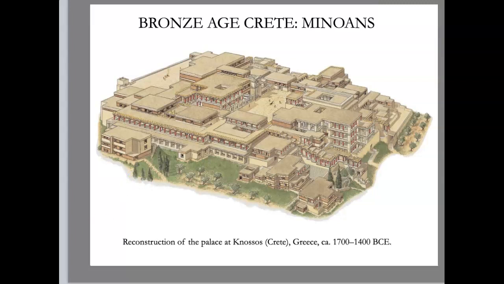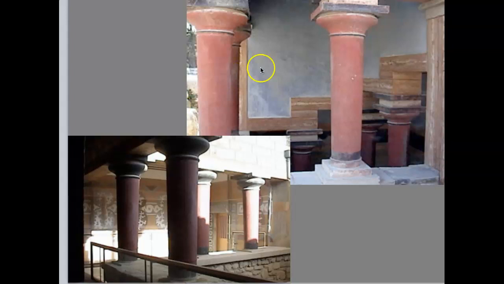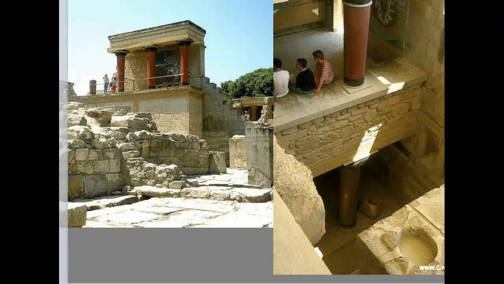So here you can see the red columns that are very unusual because they are reversed. What am I talking about? Well, when I say reversed, the bottom part is smaller than the top part, right? Which is unusual. You would expect it to be the other way to support the load. But this is in fact how the building worked, and it's a very typical Cretan style of column. You can always recognize it.